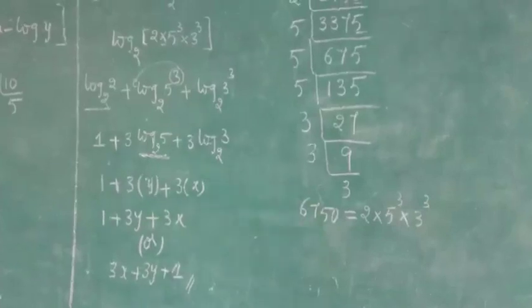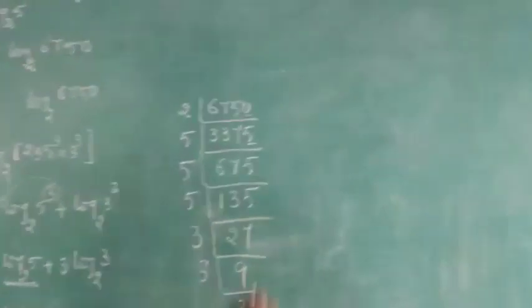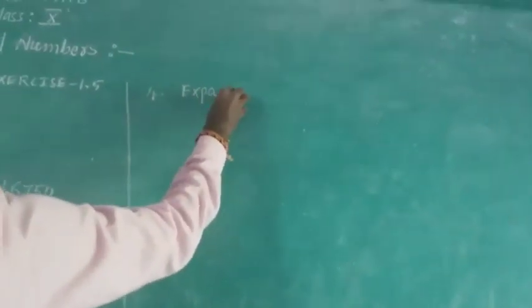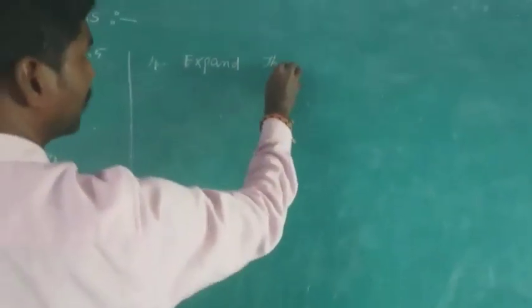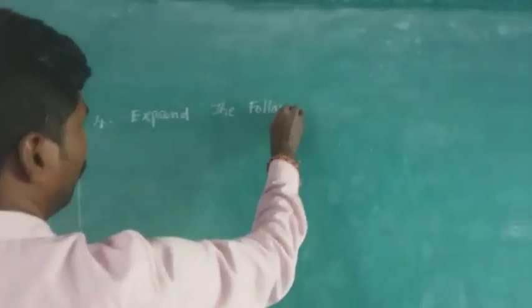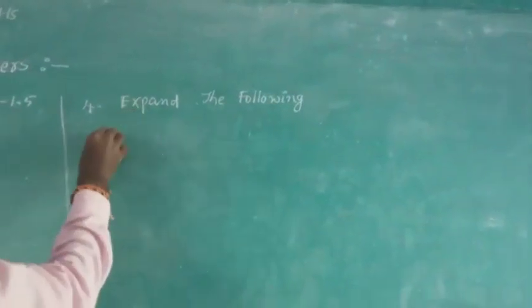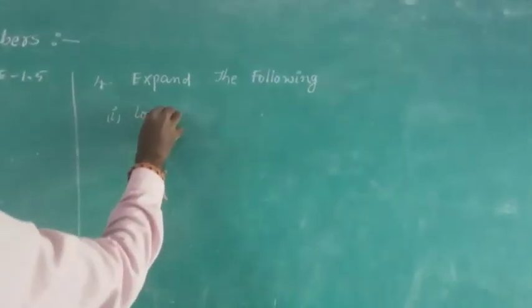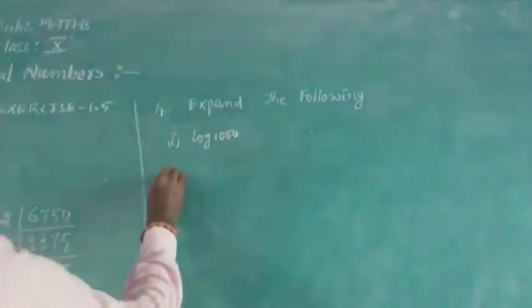See, what is the fourth bit? Fourth bit now. Expand the following. First one, what is that? Log 1000. First let's complete it one by one.